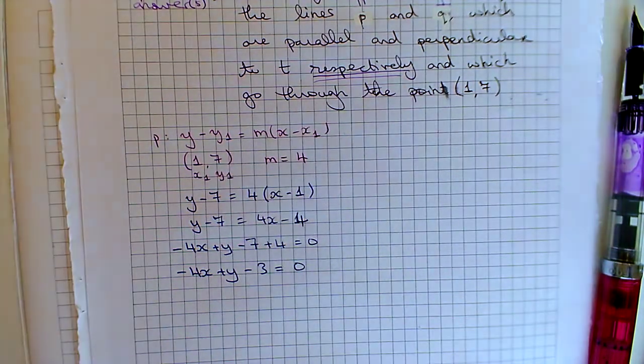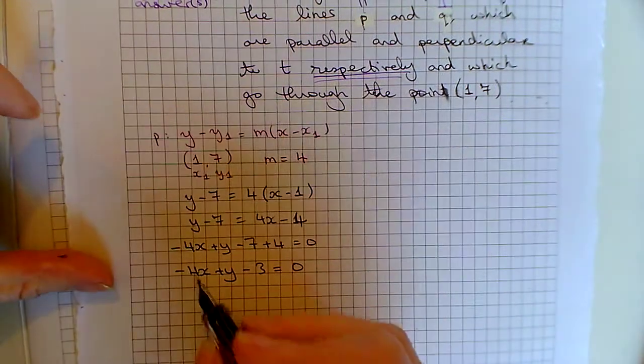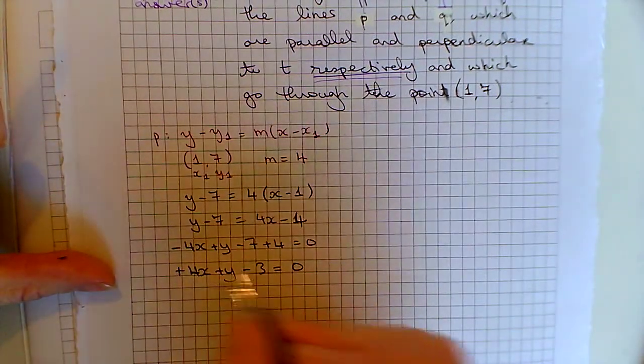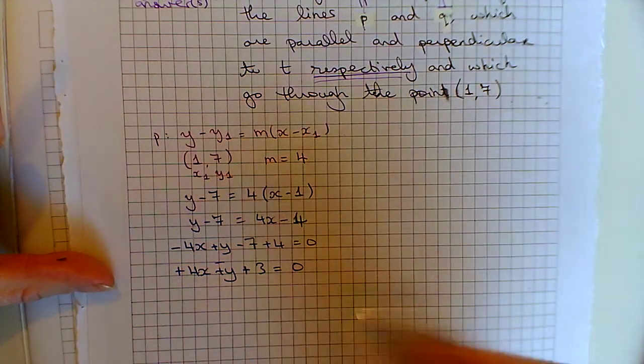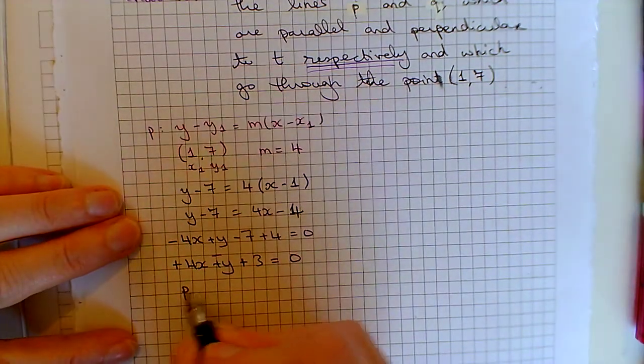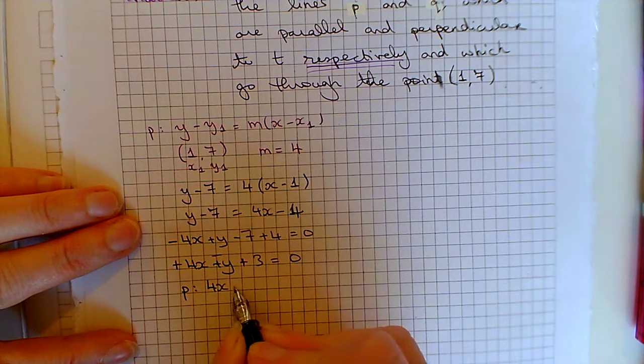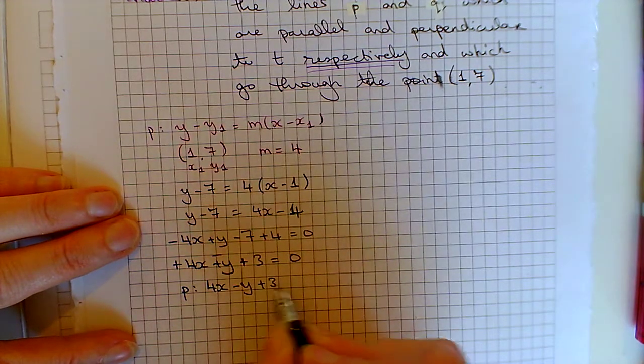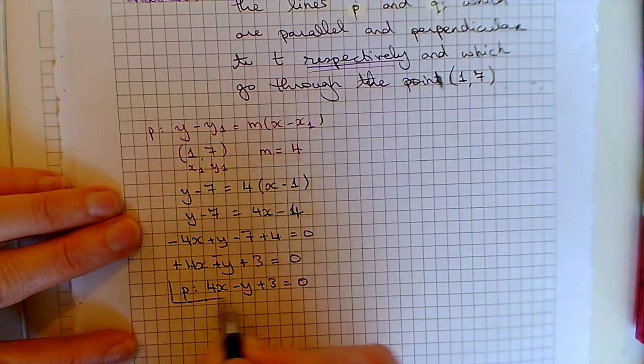And finally, change the signs. Why? Because we always want our x term to be positive. So finally, my line P is 4x minus y plus 3 equal to 0.